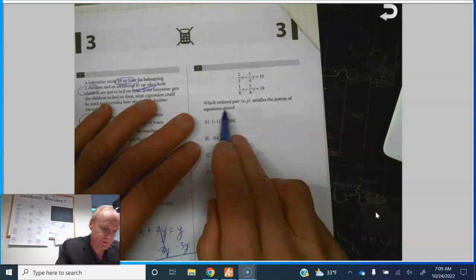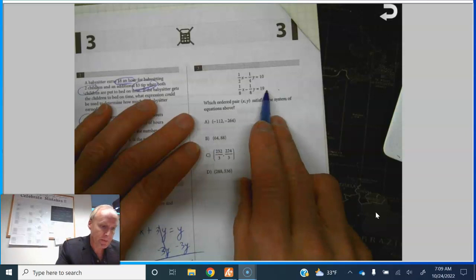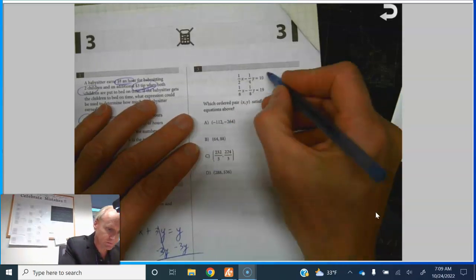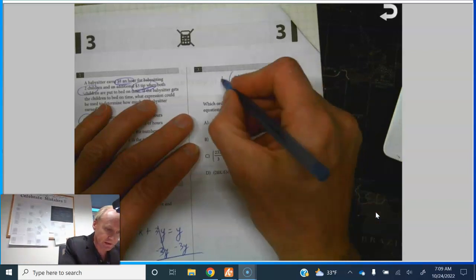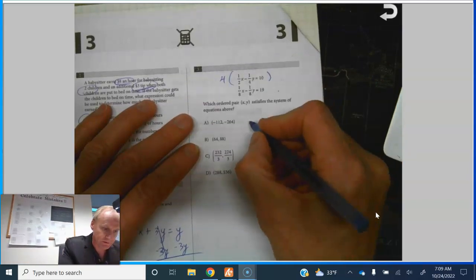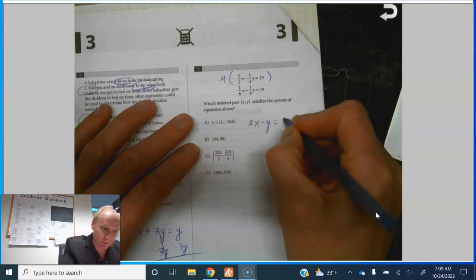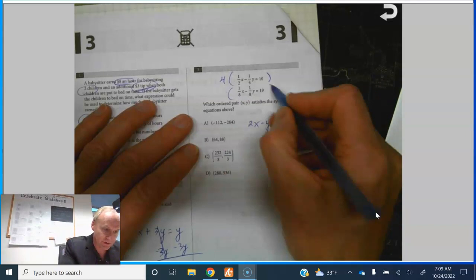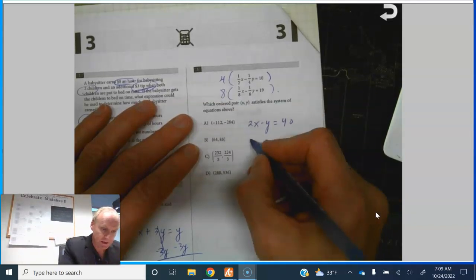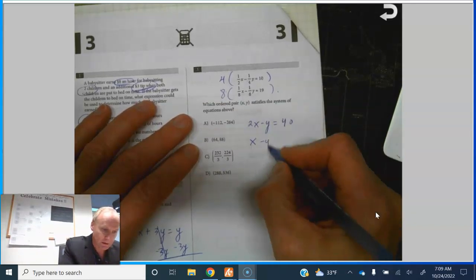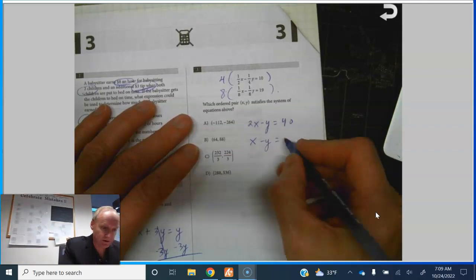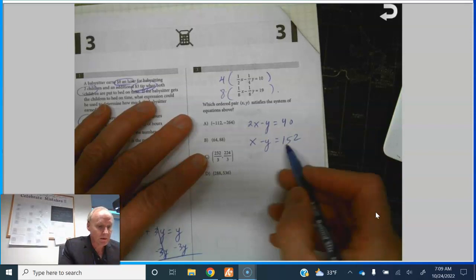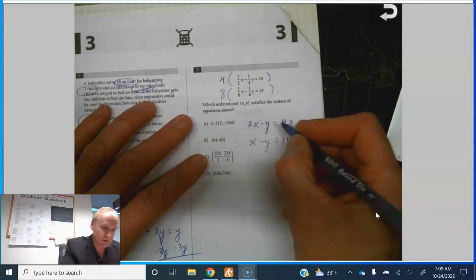Which ordered pair satisfies the system of equations up above? Now, I hate fractions. Don't you hate fractions? So let's get rid of fractions. Let's multiply this entire equation by 4. That's going to give us 2x minus y is equal to 40. Much, much easier to work with. Then I'm going to multiply the entire bottom equation by 8. That's going to give us x minus y is equal to 8 times 19, which is a little bigger, but it's 152.